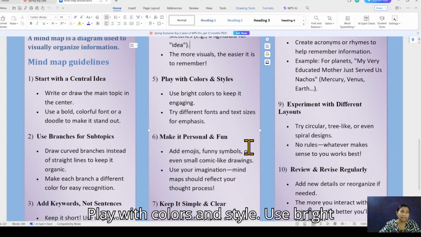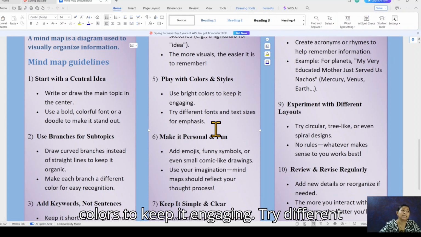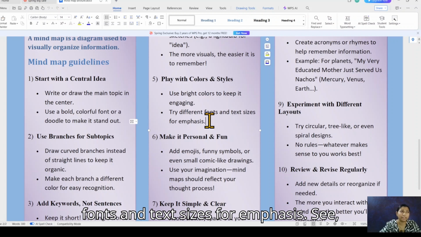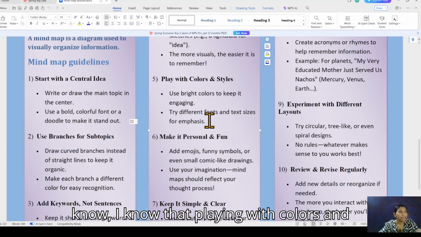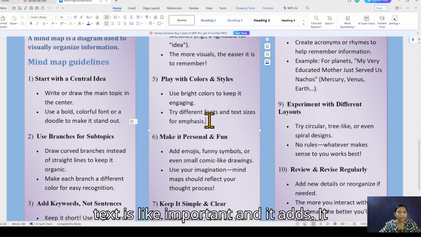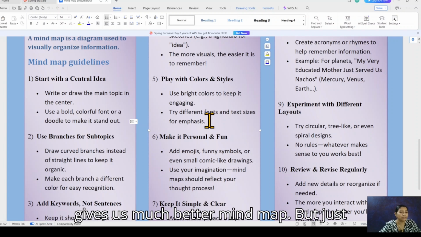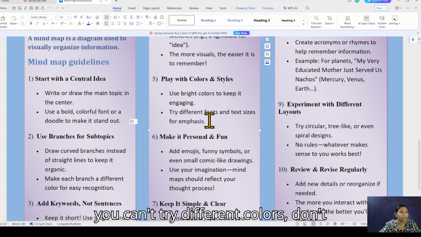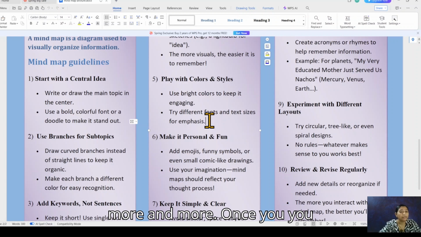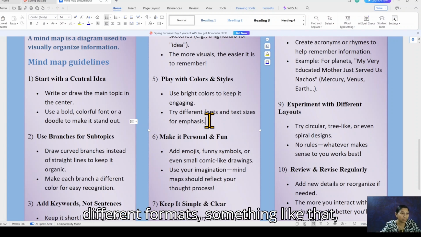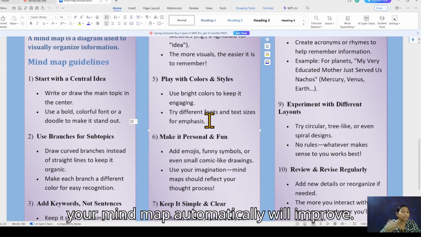Play with colors and style. Use bright colors to keep it engaging. Try different fonts and text sizes for emphasis. See, this is not possible for all people. I know that playing with colors and text is important, and it gives us a much better mind map. But just because you can't try different fonts or different colors, don't give up on mind mapping. Just keep trying, and once you feel it is interesting to do things in different text or different formats, your mind map will automatically improve.